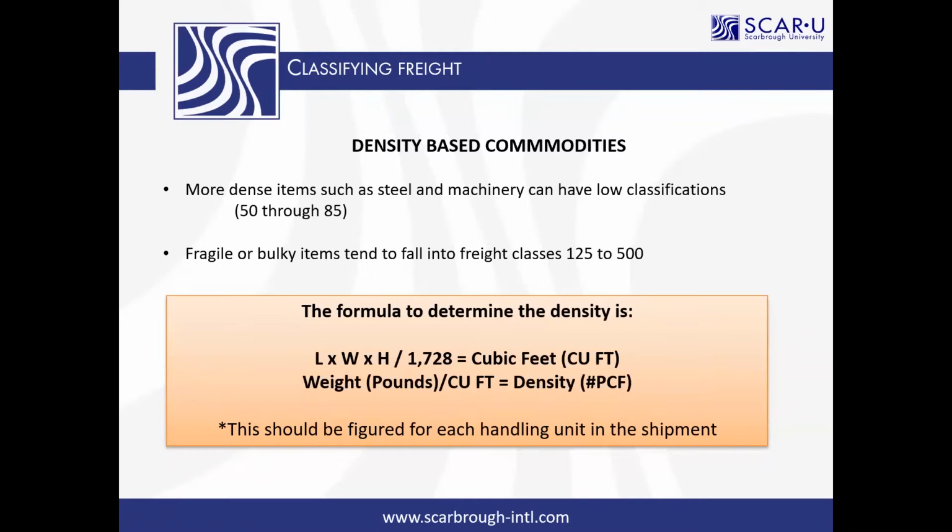More dense items such as steel or machinery will have lower classes than your fragile items, which are going to have a higher class. And provided here is the formula on how to figure density. This is assuming that your dimensions are in inches. That's where the 1728 comes from, so you can convert it back over to feet. If your measurements are in feet, you can disregard the 1728 part of the equation and then figure out your density. And we'll go through an example here.